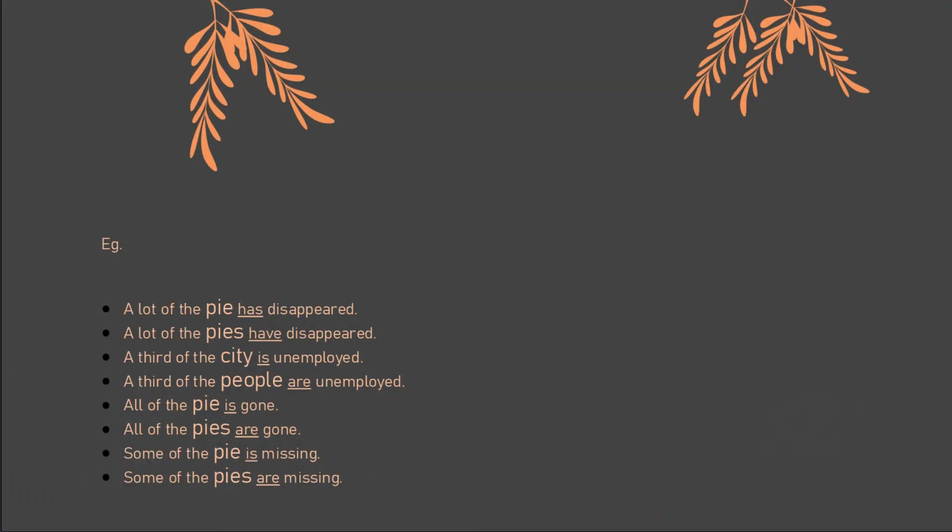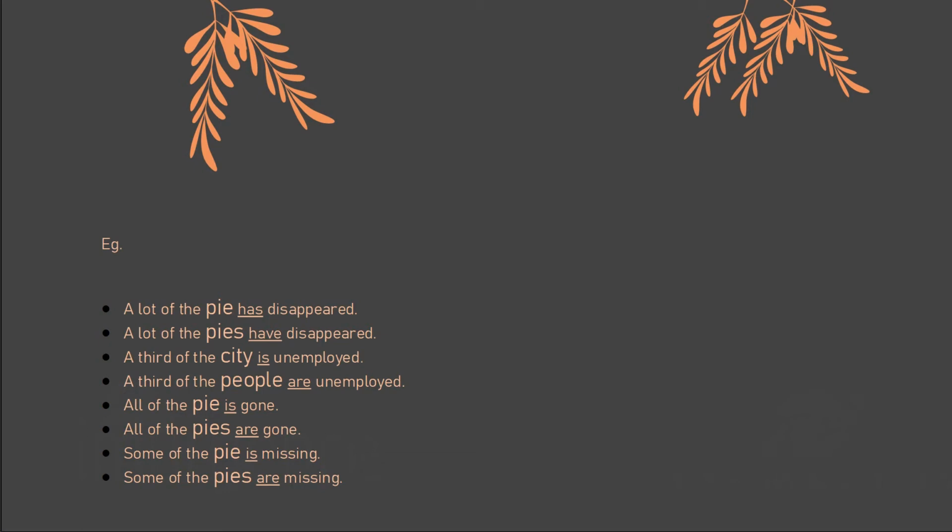So examples: a lot of pie has disappeared. A lot of the pies have disappeared. A third of the city is unemployed. A third of the people are unemployed. All of the pie is gone. All of the pies are gone. Some of the pie is missing. Some of the pies are missing.